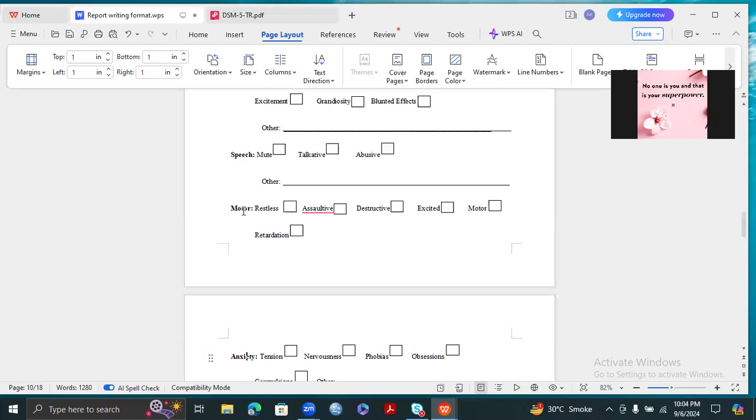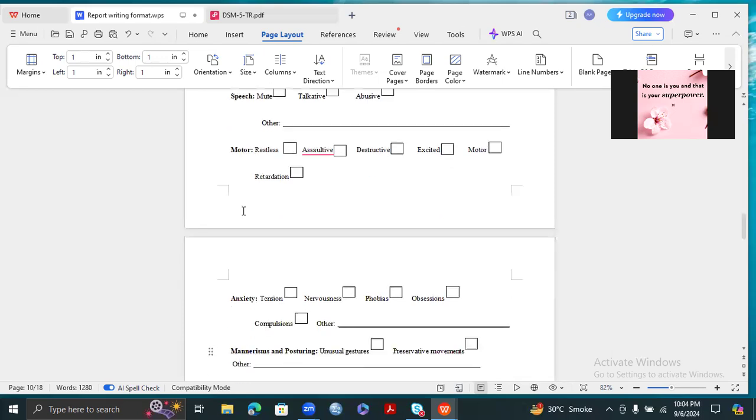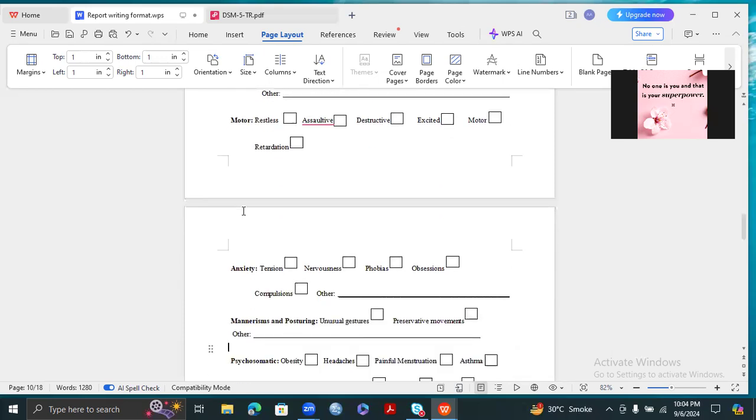Or either the client is having some kind of abusive speech towards you, or even for the others as well. But if he's using that kind of speech or that kind of talk during the session, you have to record that. All right.